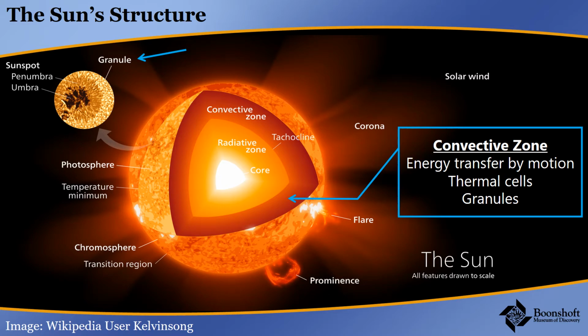This region is not dense enough to rotate as one unit, but rather the change in the latitude on the sun makes it rotate faster or slower. Granules, which you can see up in the upper left there, are visible on the surface of the sun, which we'll get to in a bit, and those are the convection cells. So it's constantly going this way and that way.